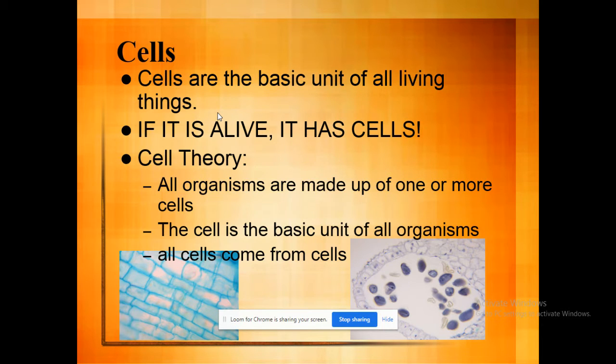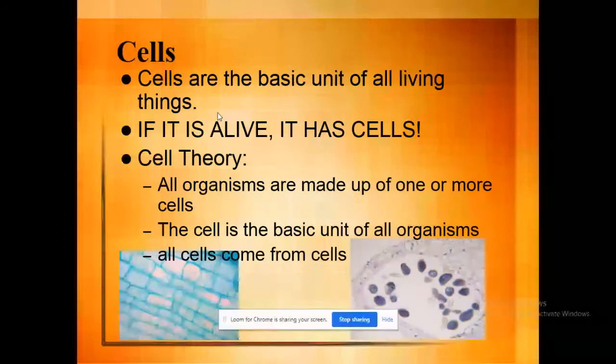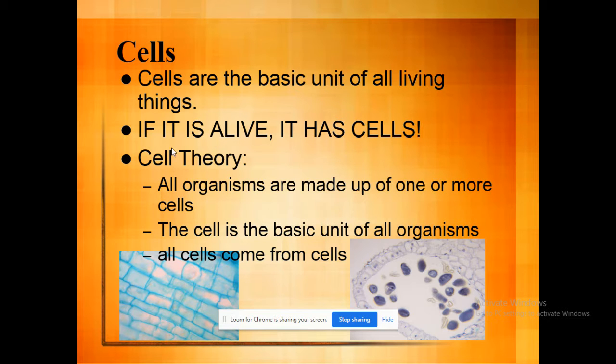What are cells? A cell is the basic unit of a living organism. Living organisms can be plants, animals, or microorganisms. What does the cell theory state? It states that all living organisms are made up of one or more cells. If they are made up of one cell, they are known as unicellular organisms, and if they are made up of more cells, they are known as multicellular organisms. It is the basic unit of all living organisms, and all cells come from pre-existing cells.